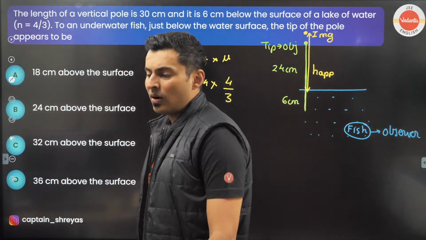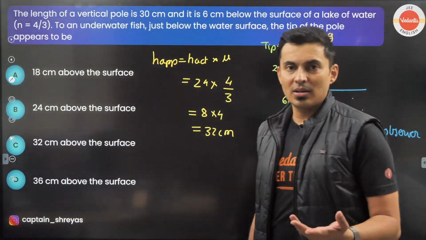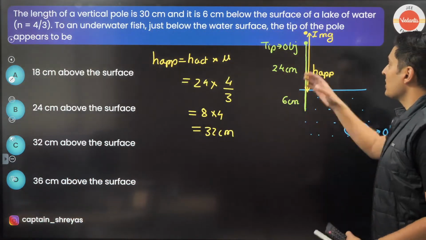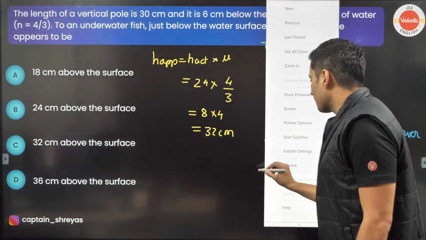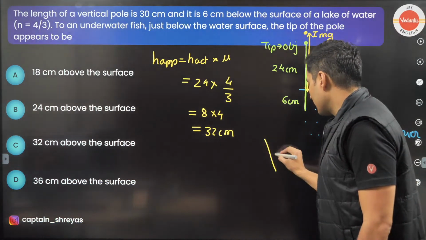Can we use Snell's law? Srimura, if you use Snell's law, it will be very complicated, because there are many rays which are going to come out of that object. There will be one ray coming like this, another ray coming like this.